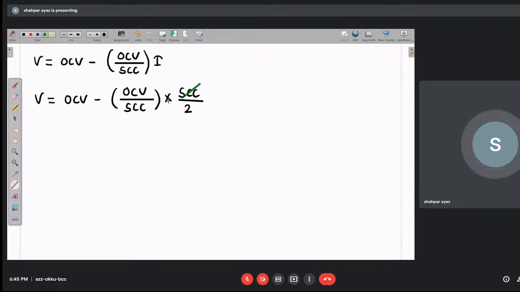So in this case, this is cancelled. Voltage becomes OCV by 2, which means half of the open circuit voltage.